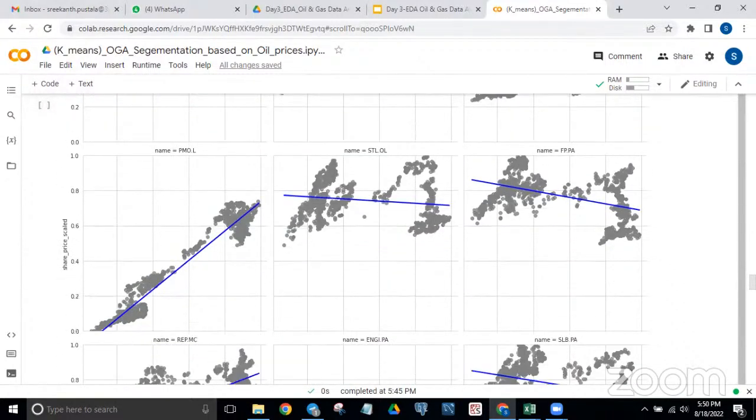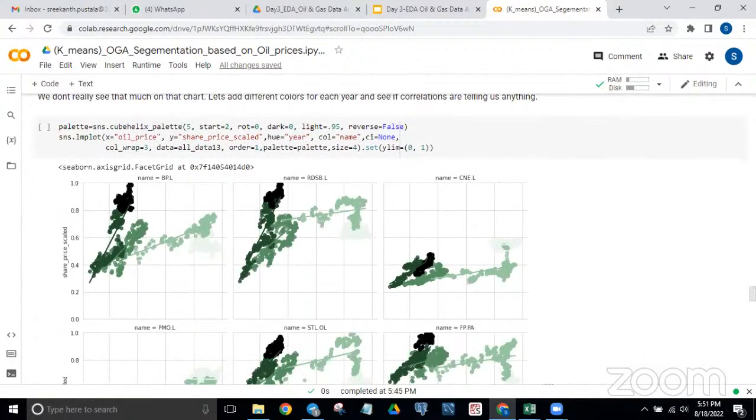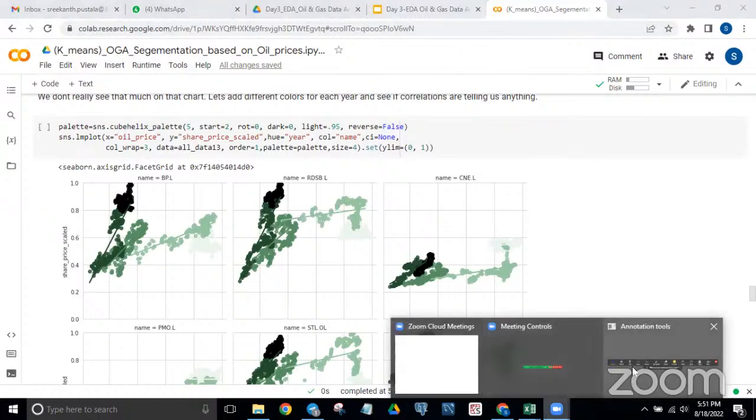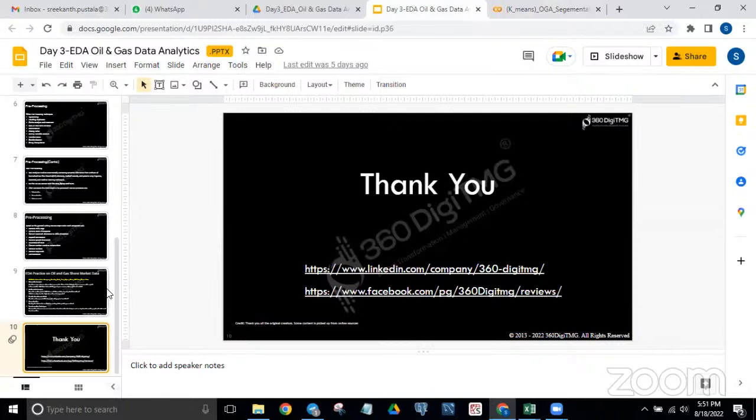Okay, so here we can see that in PMO there is a straight line that we are seeing. So these values are normally distributed. Okay, we can say that there is some correlation between these values. Okay, how this data is distributed, so that we can see. So this is how we can do the data pre-processing. In the same way, how we are going to deal with our data.